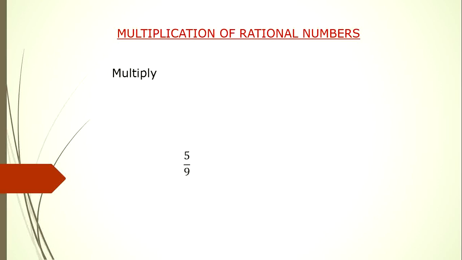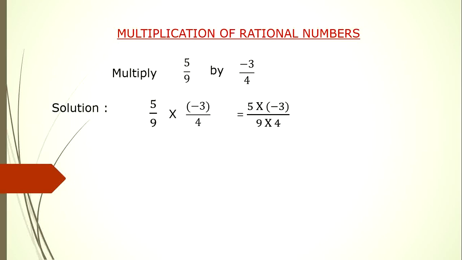Let us go for another one. Multiply 5 by 9 by minus 3 by 4. Again, we need to multiply the numerators and multiply the denominators because it is multiplication of rational numbers. We follow the same rule as the multiplication of fractions. So, we have 5 into minus 3 by 9 into 4, which gives us minus 15 by 36.